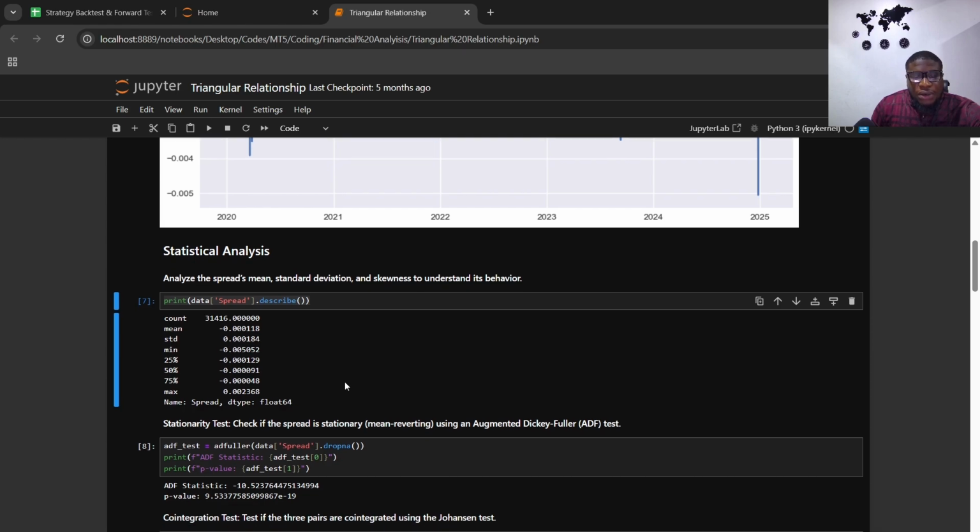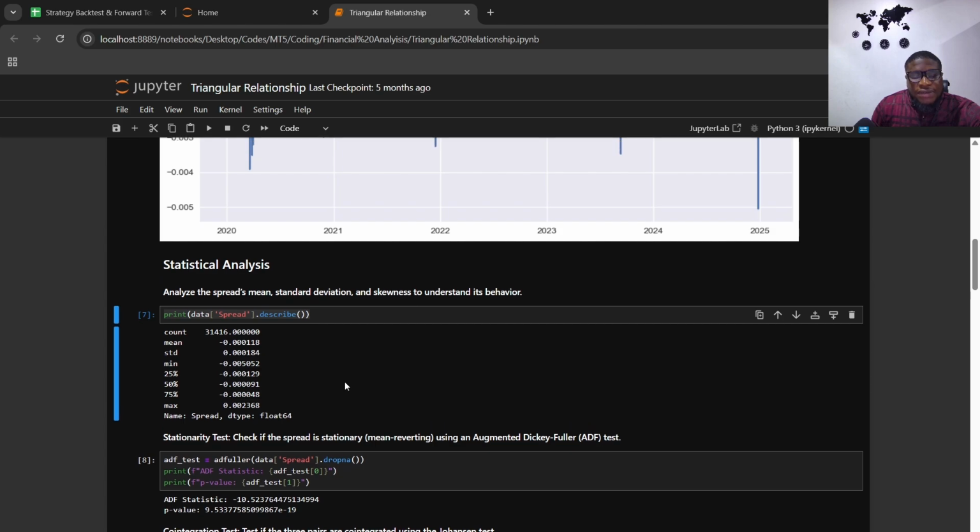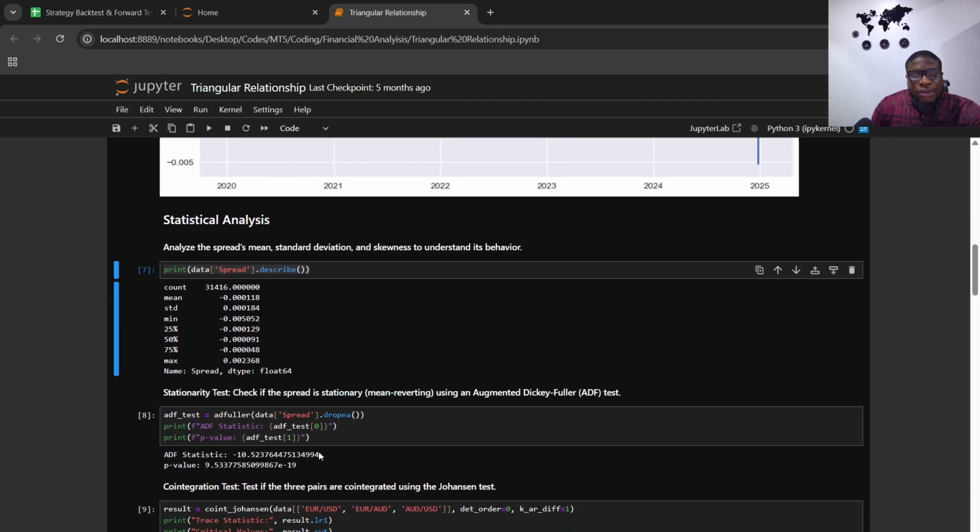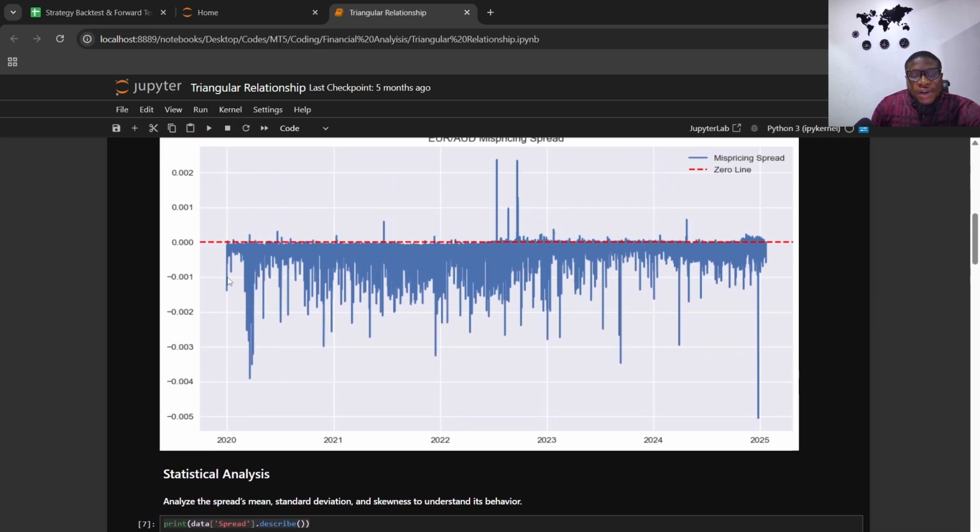Okay, now we also tested for stationarity, to see if the spread is stationary, meaning if it's mean reverting, using the augmented Dickey-Fuller test, or the ADF test. As you can see from our values here, the ADF statistic is negative, so this indicates strong stationarity. And the p-value is very close to 0, so it also indicates strong stationarity. Stationarity simply means wherever the price goes, it usually goes back to 0.